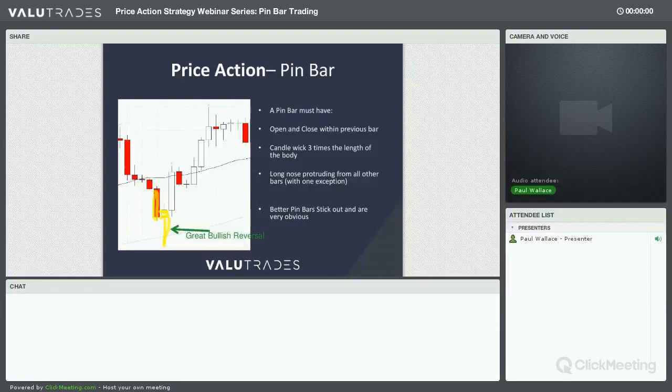If after tonight's session you go away and look at a few charts yourself, what you'll find is the better pin bars stick out and are very, very obvious. That's the whole idea. It's a really good visual pattern that gives you an insight into what's going on in the market that anybody can start to learn and utilize to help improve their trading success.